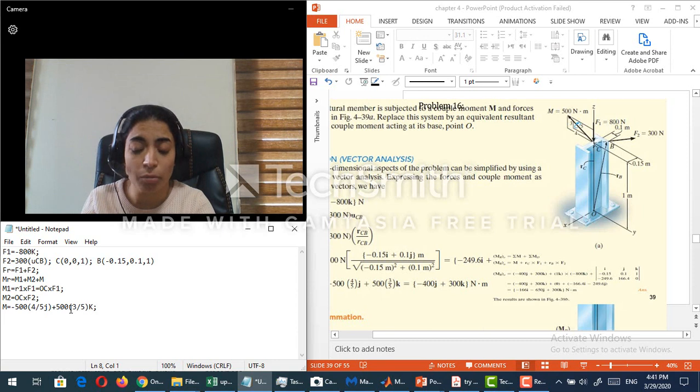You can now find M1, M2, and M, and sum them together, and I will put the solution right now so you can find M resultant and F resultant, and then you can put them on O.